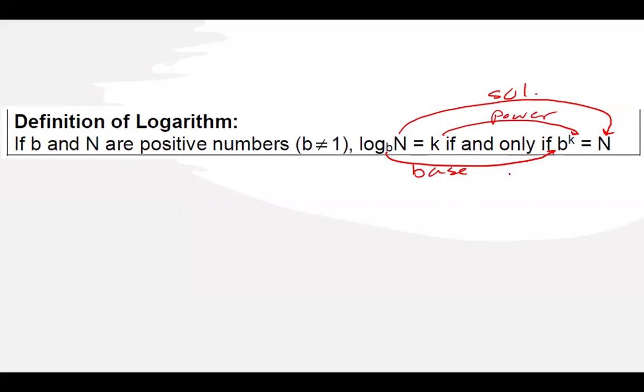Because they're interchangeable, all of that works vice versa. For your exponential, the base stays the base. The power becomes the solution. The solution becomes your argument. Essentially, your independent variables and your dependent variables switch properties because they are inverses of each other. Does that make sense?